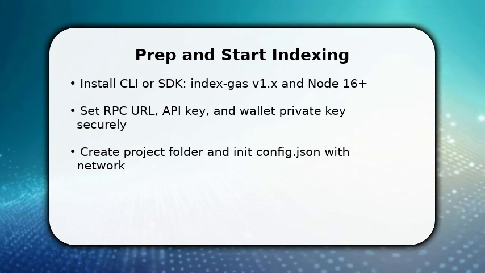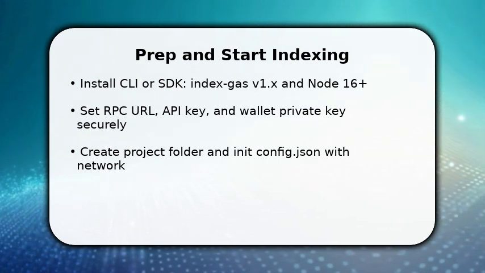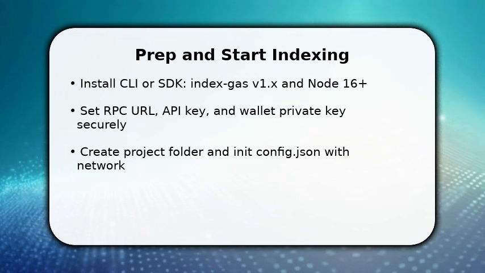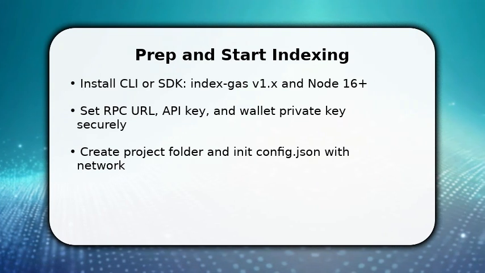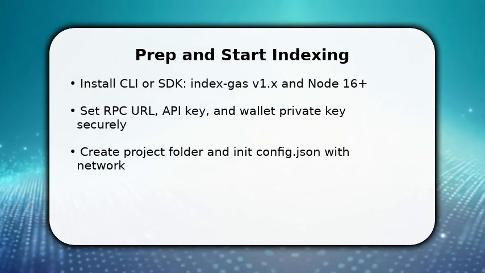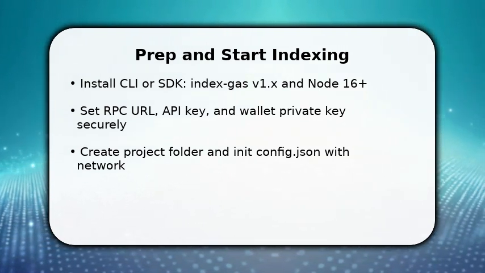Once done, add your API key and private key into environment variables so keys never live in source. You do this now so the indexer can authenticate and pull transactions immediately. Missing any step blocks the entire pipeline.